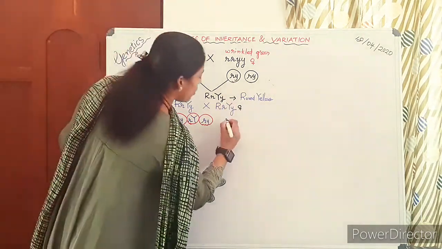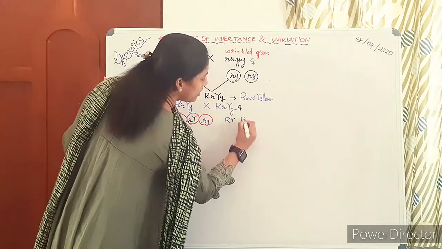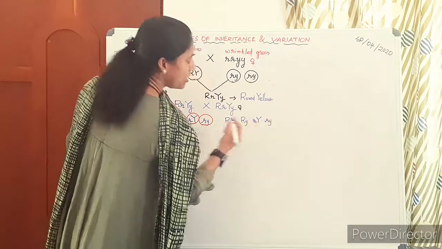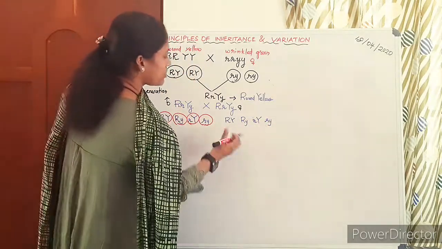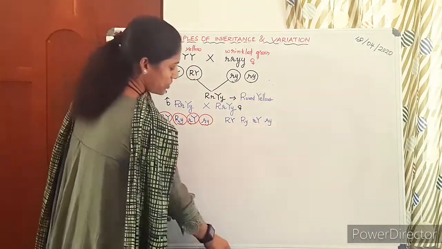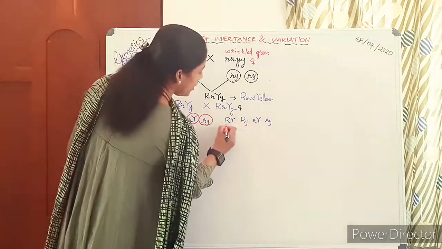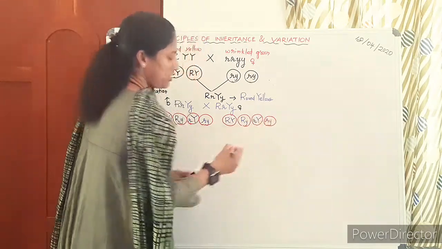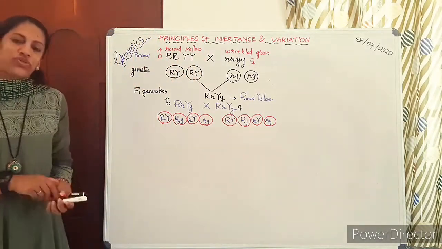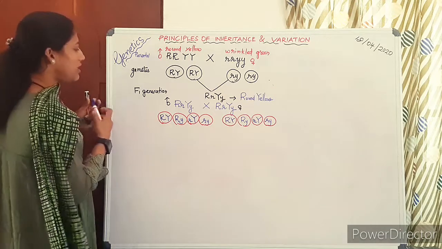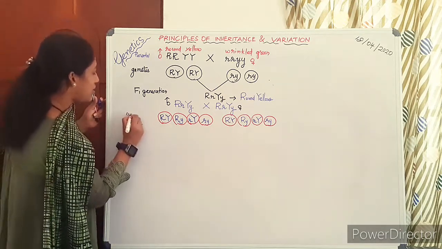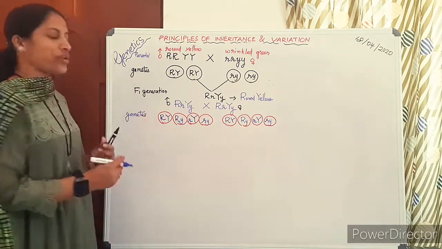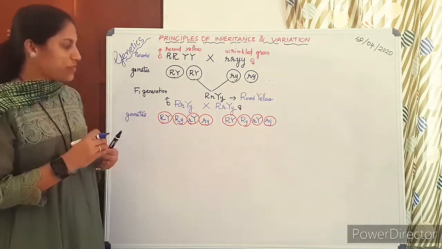The female also produces all the possible gametes. Okay, so all the possible gametes are produced here also. So gametes we just represent inside a circle. This is the usual pattern, and you should follow this. These are the gametes from the F1 generation. Okay, 4 types of gametes are produced.